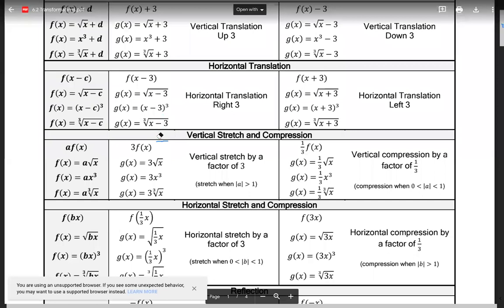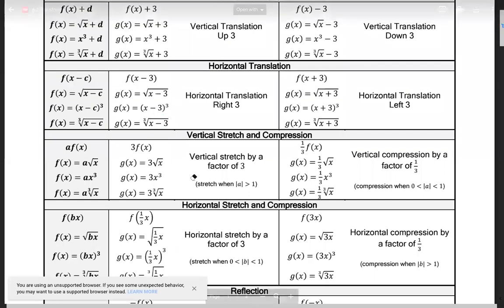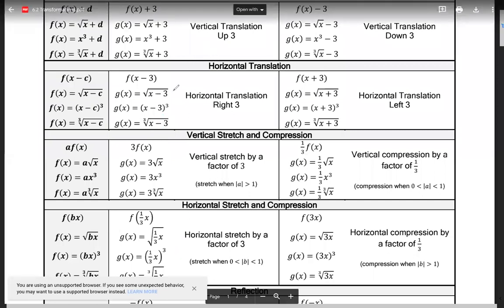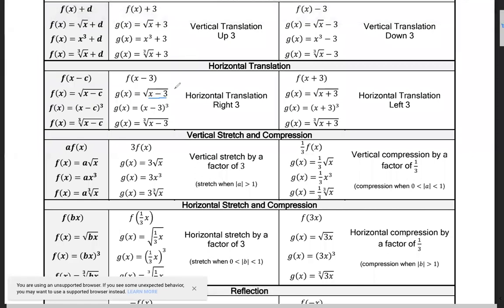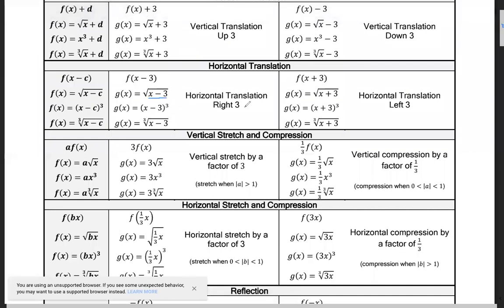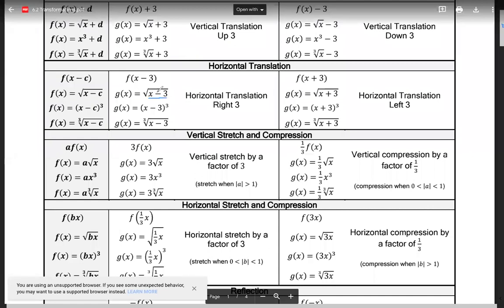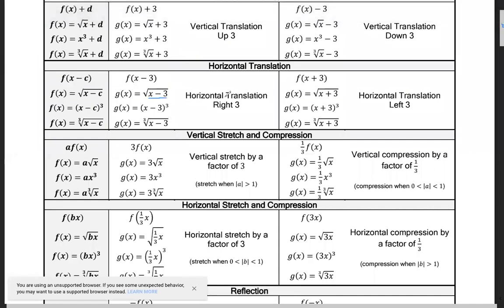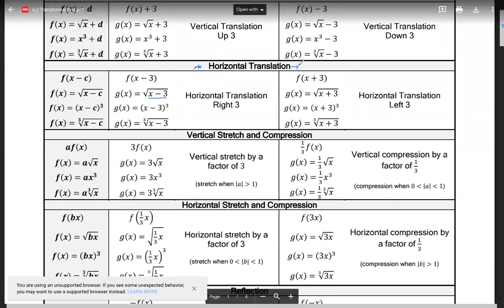When you're doing horizontal translations, if you notice, your numbers go inside. So it's like x - 3, and it's underneath the radical. The thing is, though, you have to think about these backward. If you read right here, it says horizontal translation right 3. A lot of people would say left. Well, they'll get the direction right, but they'll forget that this is actually backward. So make sure you understand that when you're dealing with horizontal translations, these are the ones that you have to think backward on.